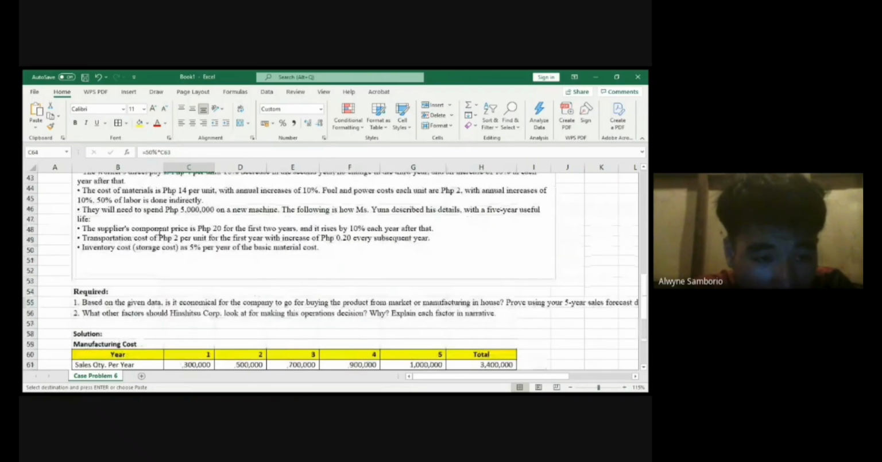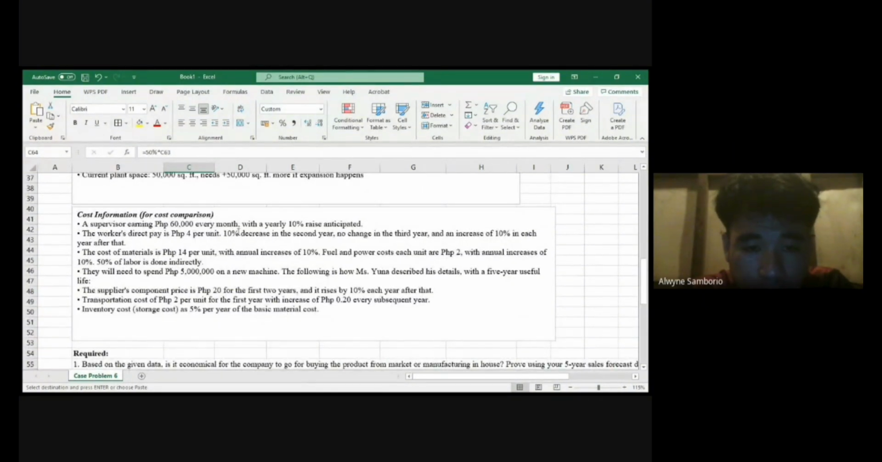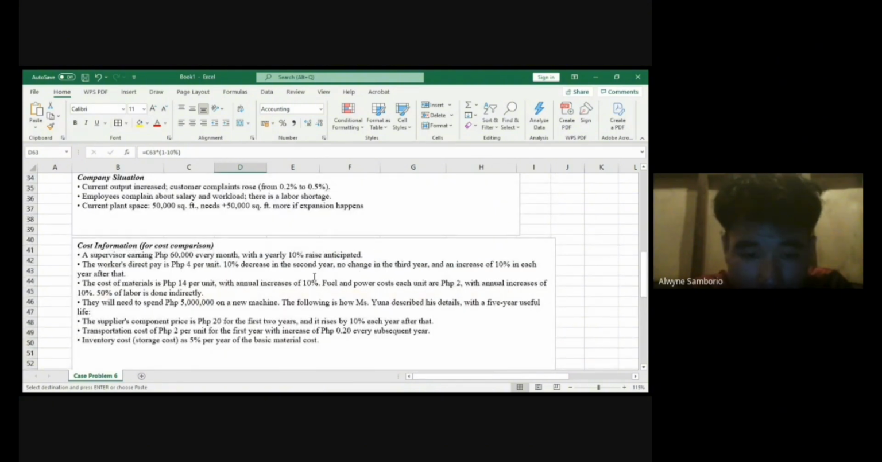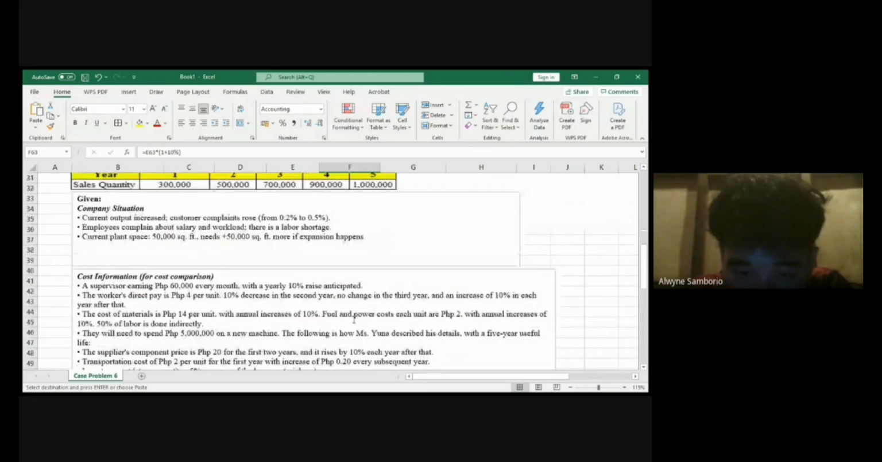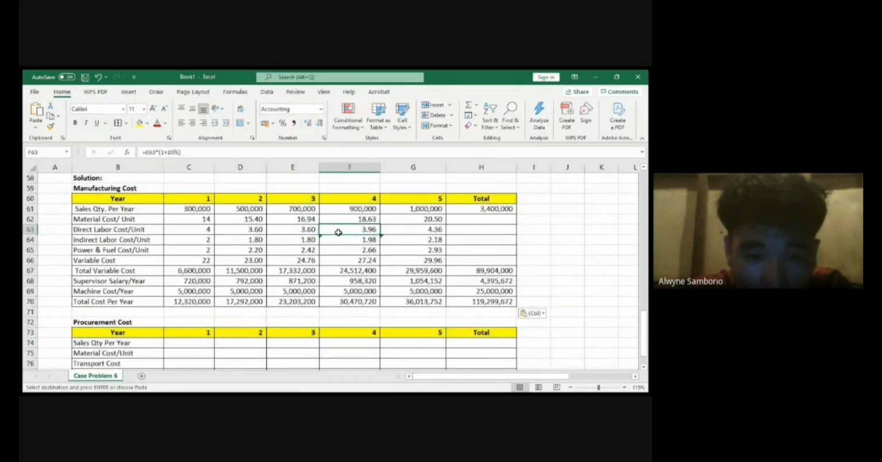The direct labor cost is 4 pesos per unit, then a 10% decrease in the second year. So 4 from the first year, and then the second year decreases. Therefore, 4 times 1 minus 10% became 3.60, and then no change in the third year, so it stays at 3.60. Then in the fourth year, an increase of 10% and each year after that. So 3.60 times 1 plus 10% became 3.96, and then 3.96 times 1 plus 10% is 4.36.